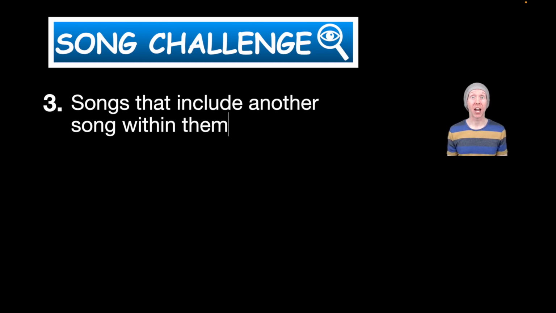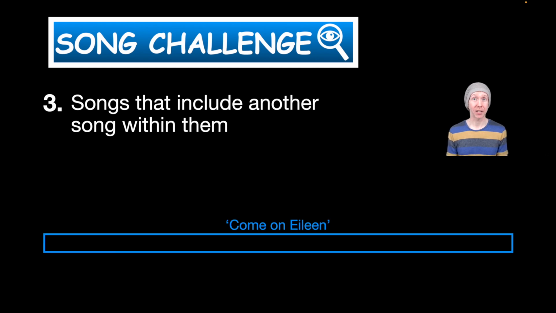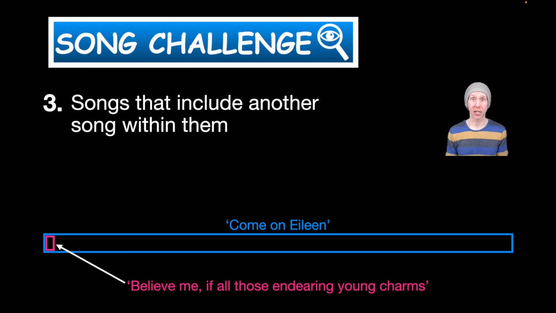And the final challenge is to think of songs that include another song within them. For example, Come On Eileen begins with the melody of the Irish folk song Believe Me If All Those Endearing Young Charms, played on solo fiddle. In the extended version of Come On Eileen, the same Irish folk song is sung a cappella at the end of the song. I'm looking forward to seeing what you come up with.